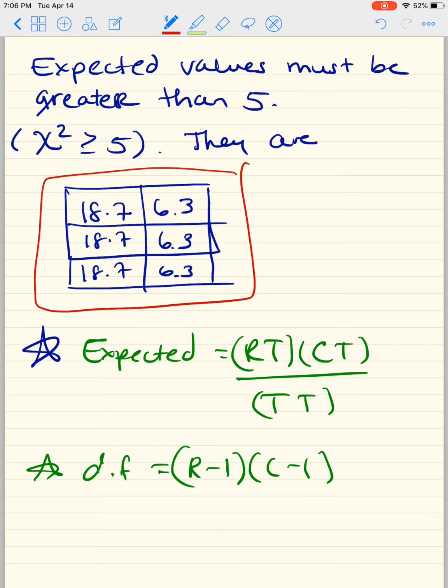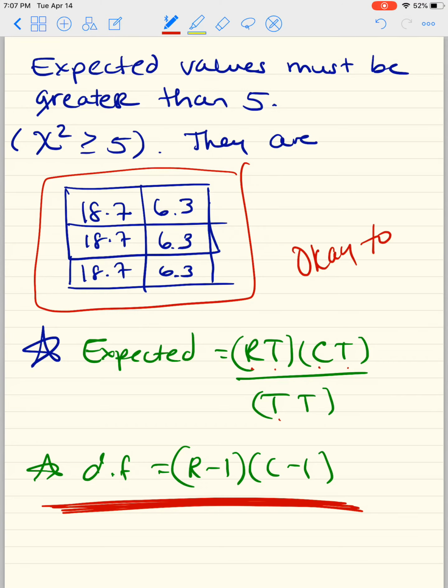If you try to find the expected by hand or without using that tool, you can do row total times column total over total for each piece. That takes a while. And the last thing I want to remind you is the degrees of freedom is row minus 1 times column minus 1. So that's your chi-squared. You get your expected, and now we're going to say, okay, to proceed.